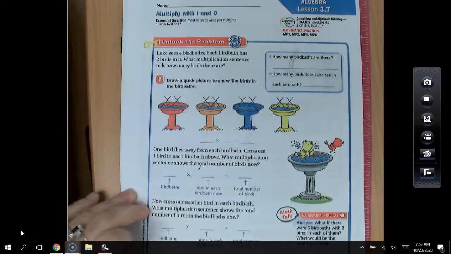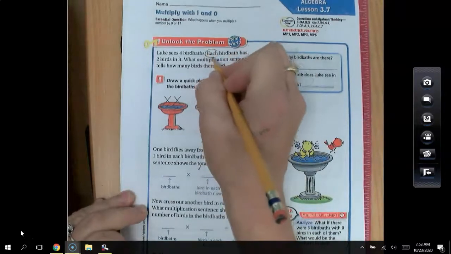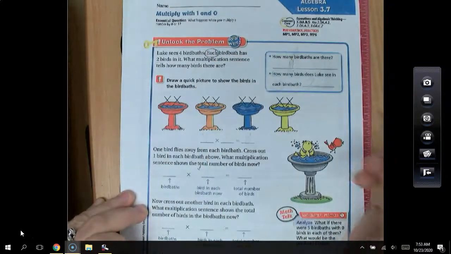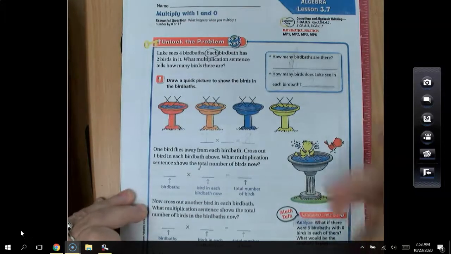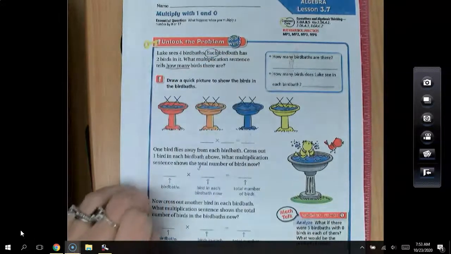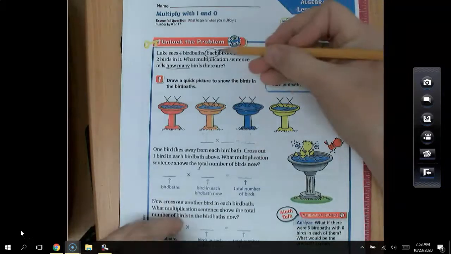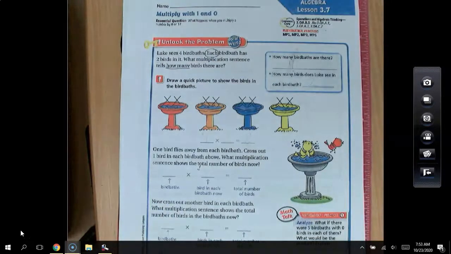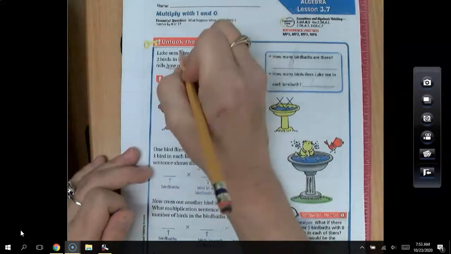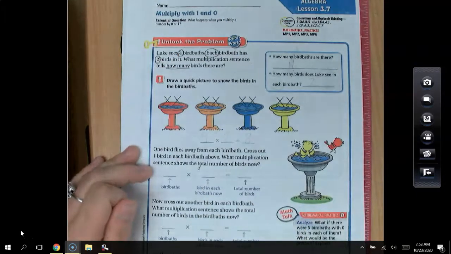Well, first of all, I see 2 clue words that tell me that I need to multiply. I have the word each, which is a huge clue word that tells me to multiply, and the words how many. We see the words how many in adding, but we know that adding and multiplication are related. And when we see the word each with how many, we know that we need to multiply. I also know that there are 4 bird baths, and there are 2 birds in each of those bird baths.